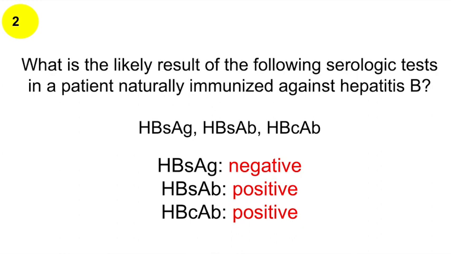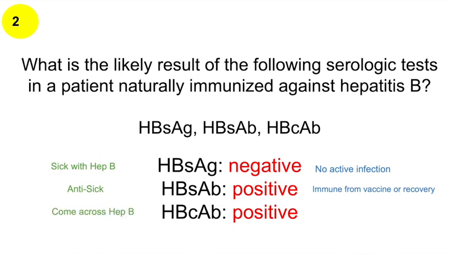The hepatitis B surface antibody is positive. Remember that the hepatitis B surface antibody means anti-sick. It's the opposite of the antigen. So the fact that it is positive means that this patient is immune from either receiving the vaccine or recovery. The hepatitis B core antibody is also positive. The hepatitis B core antibody means that the patient has come across hepatitis B. This could be either an acute or chronic infection. So the fact that it's positive means that the patient had a previous infection.